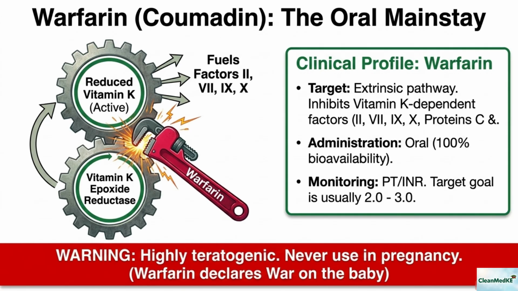Switching gears to warfarin, our oral mainstay. It works by throwing a wrench into the vitamin K epoxide reductase cycle, which effectively starves the production of vitamin K-dependent factors, 2, 7, 9, 10, and proteins C and S. We monitor this using PT/INR, usually targeting a range of 2.0 to 3.0. A critical warning: warfarin is highly teratogenic. It crosses the placenta and declares war on the baby, so it must never be used in pregnancy.